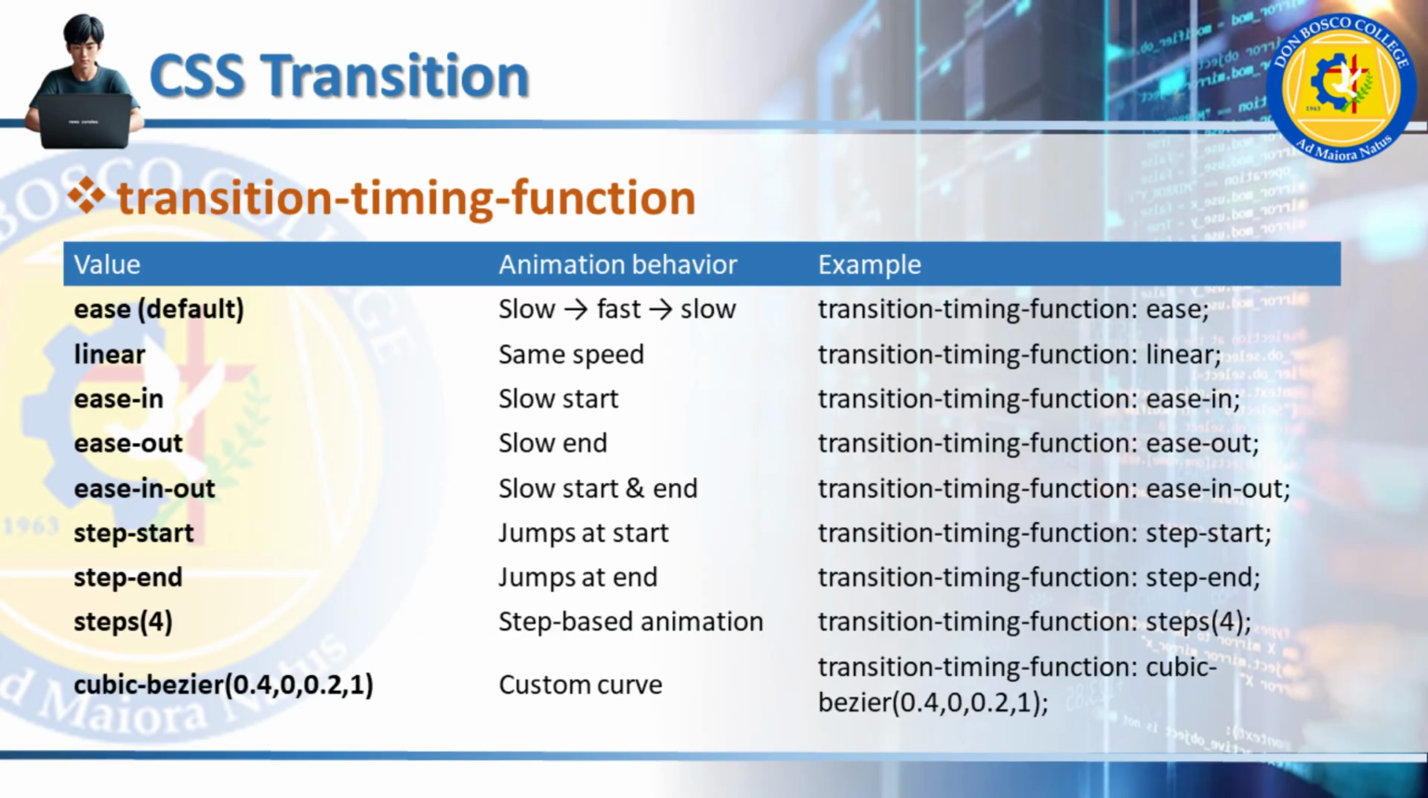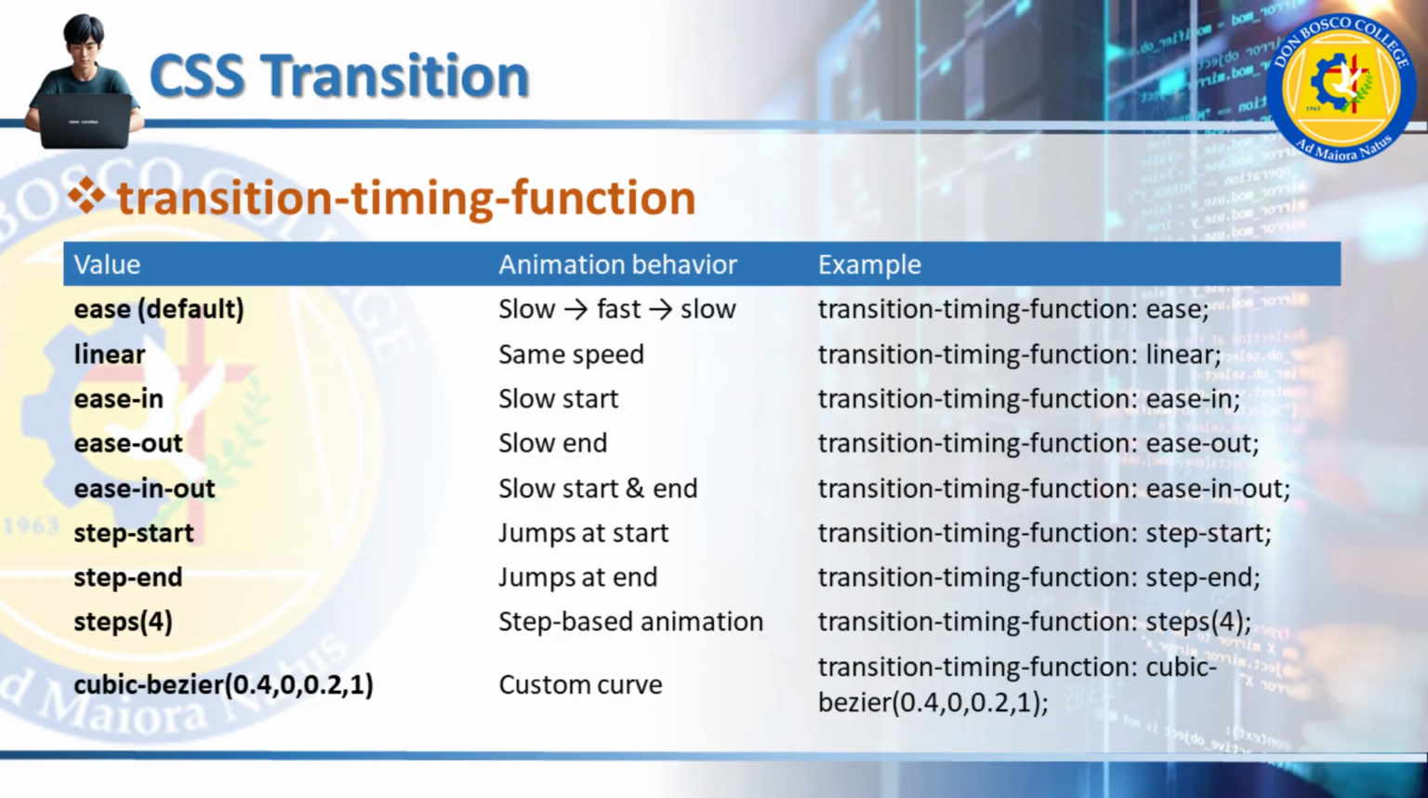Another important property is transition timing function, which defines how the speed of the transition changes over time. In other words, it controls how the element moves from the start state to the end state. The default value is ease, which starts slowly, speeds up, and then slows down at the end. The linear value maintains the same speed throughout the transition. The ease-in value creates a slow start, while ease-out creates a slow ending. The ease-in-out value produces a slow start and a slow end.